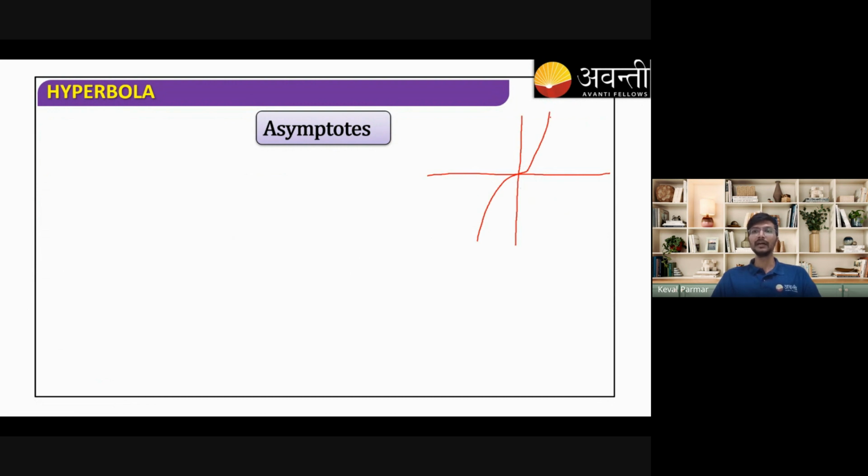Correct. Now, if you see these two lines, here it is pi by 2, and here it is minus pi by 2. The tan x graph never intersects these two lines, x equals pi by 2 and x equals minus pi by 2.